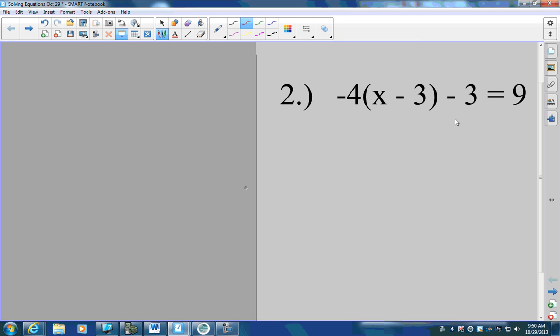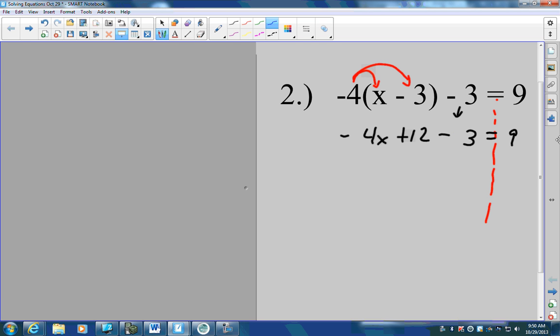So as you look at this problem, I look at the left-hand side. I do parentheses first. So I'm going to take negative 4 times x and negative 4 times negative 3. Negative 4 times x, negative 4x. Negative 4 times negative 3 is positive 12. Now, this other minus 3 over here, that's not inside the parentheses, so I just bring it down, and I have minus 3. And that equals 9.